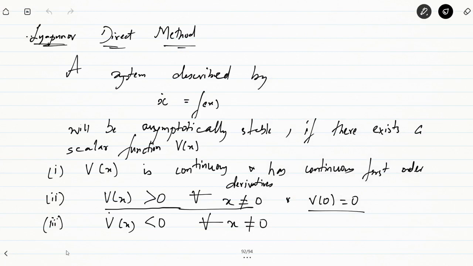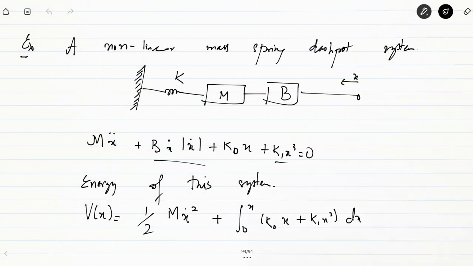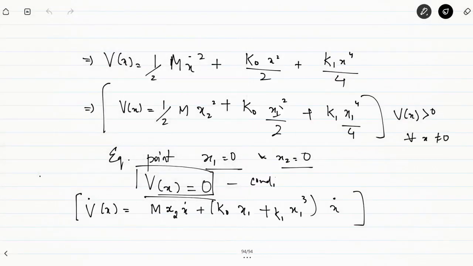So Lyapunov's direct method describes that you have to find out the energy function of a system. Once you have the energy function of the system, we need to find out whether it's meeting these three conditions or not. If these three conditions are met, then the system is asymptotically stable. That means if it's asymptotically stable, it also implies it is Lyapunov stable. If it is not asymptotically stable, it may or may not be Lyapunov stable. Right?